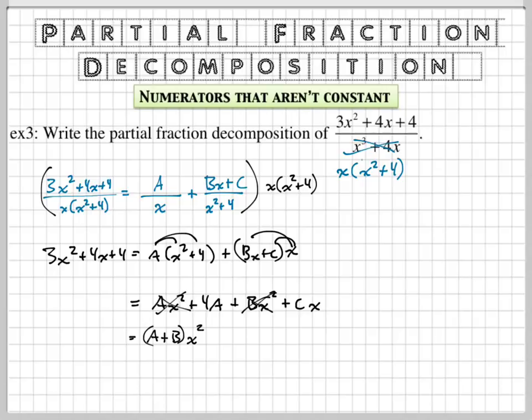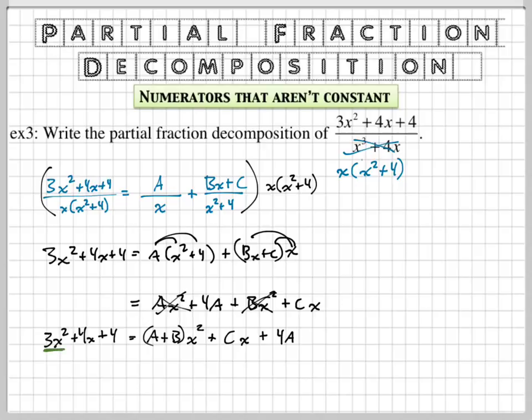And now what's my x term? Oh, just cx. Okay. And my constant? Yeah. It's 4a. I don't like to write a times 4, but let's write 4a. Okay. Now the other side, that's your 3x squared plus 4x plus 4.